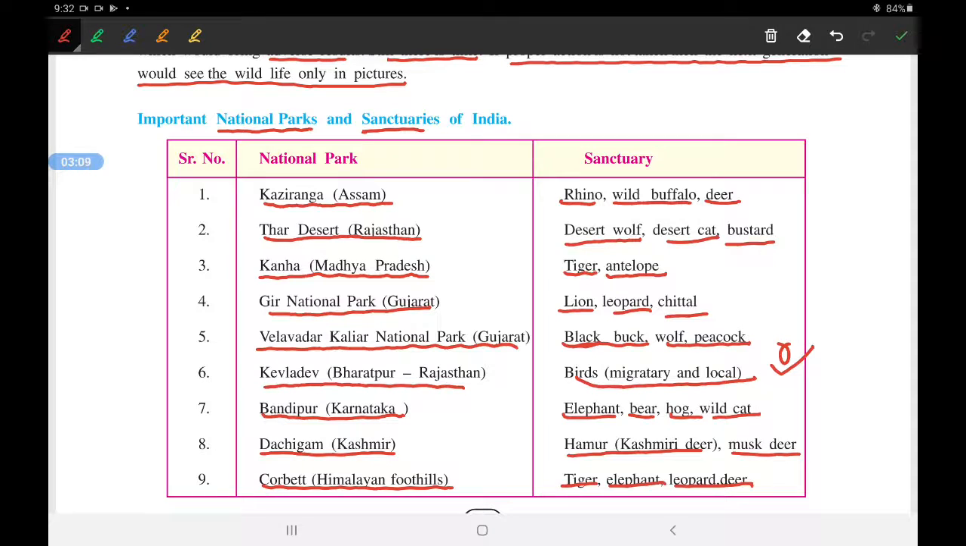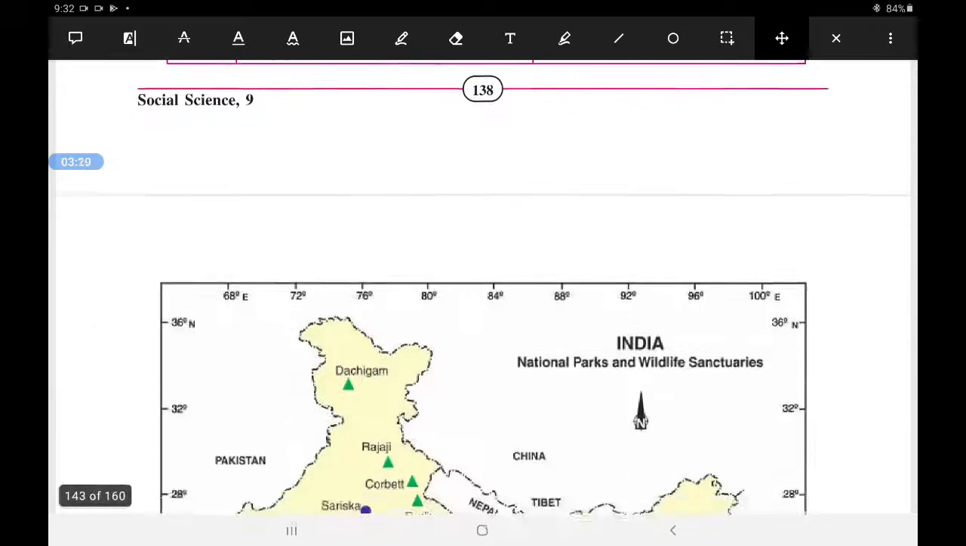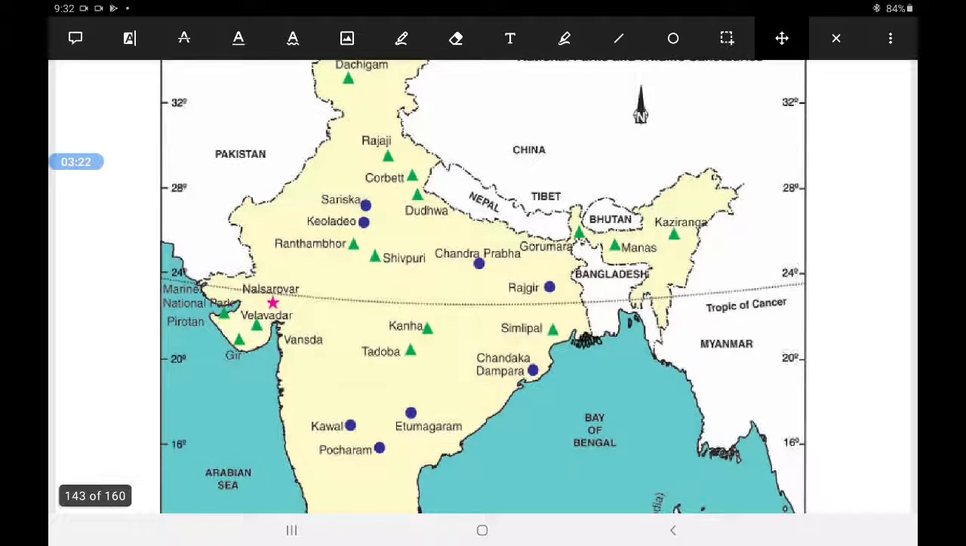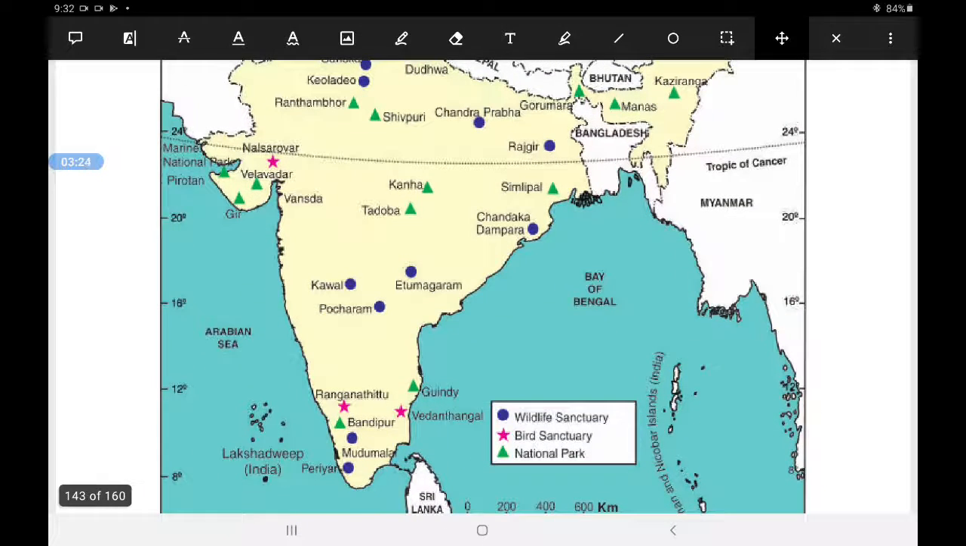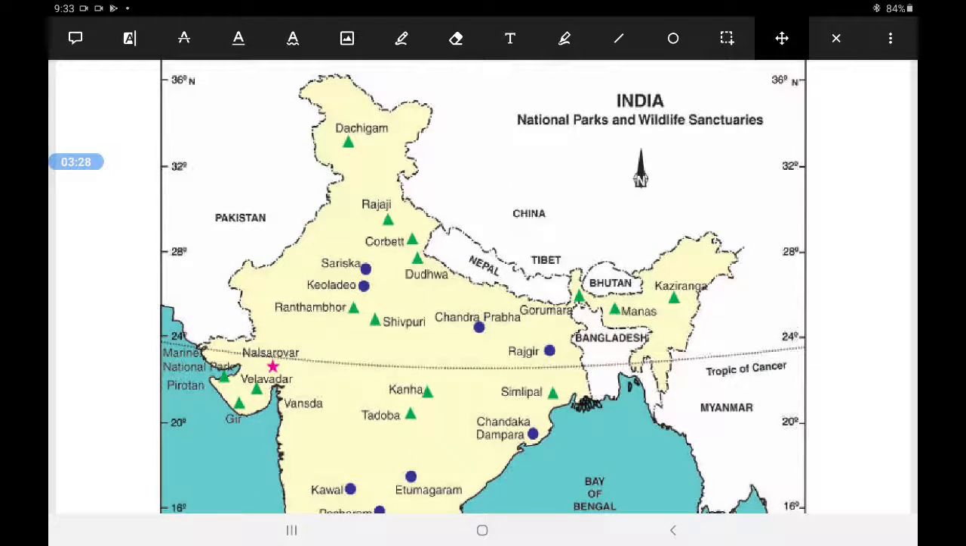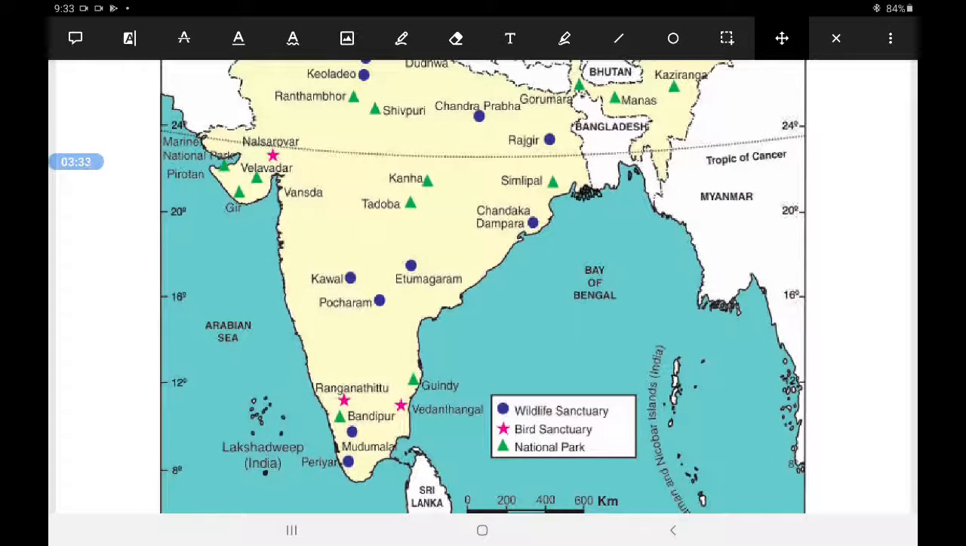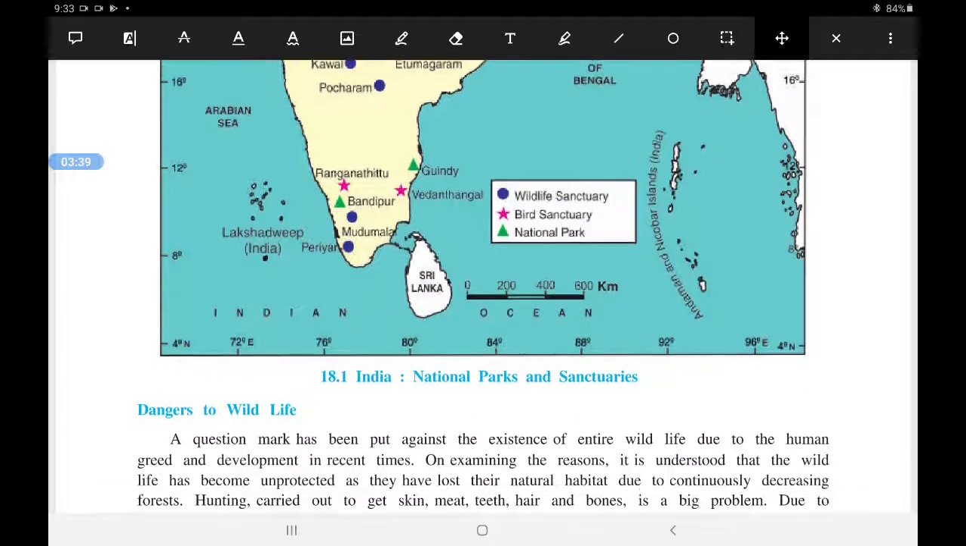You might have seen The Jungle Book, which is basically based on Corbett National Park, because the background is taken from Corbett National Park. Now in this particular map you can see the wildlife and bird sanctuaries and national parks. In the examination a map will also be asked, so you need to understand this map and see the places of the different national parks, wildlife sanctuaries and bird sanctuaries.